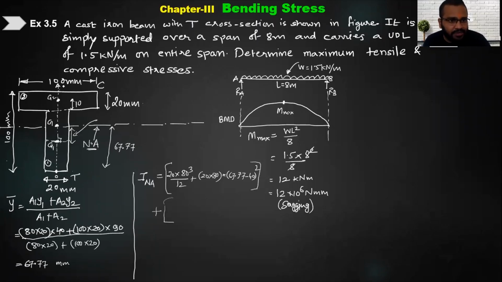Now for the second rectangle, what are the dimensions? Its axis should be here, and the dimension perpendicular to it is 20. So I will write 100 into 20 cube by 12, plus 100 into 20, which is the area, into the distance. What is its distance? Its position was at 90, and we need 67.77. Yes, very good. So it is 90 minus 67.77, which is 22.23. Now give me the entire calculation in meter raised to 4.